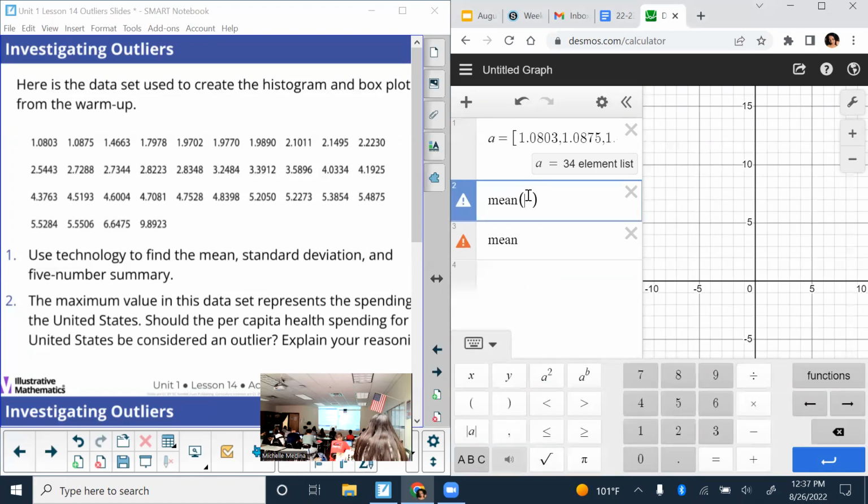But you press mean, and then in the parentheses, you don't have to retype all your data. I saw someone do that earlier. Because you typed it up here, you can just put A. And look, there's my mean, super easy. Yeah, we did this the other day. Don't you guys remember? Yeah, but I didn't remember you could have done it like that.